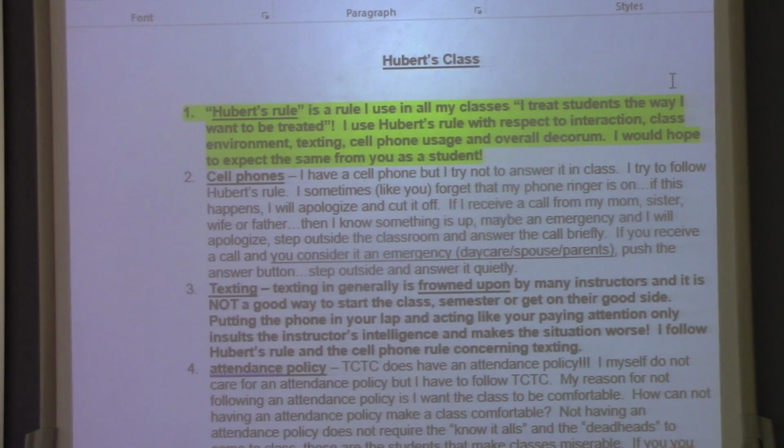So financial aid made us start taking attendance. As soon as you cross that threshold, you're here. You turn around and go downstairs and work on a test, that's fine. If you go to another class and meet with another instructor, that's fine. As long as you cross the threshold, you're good.